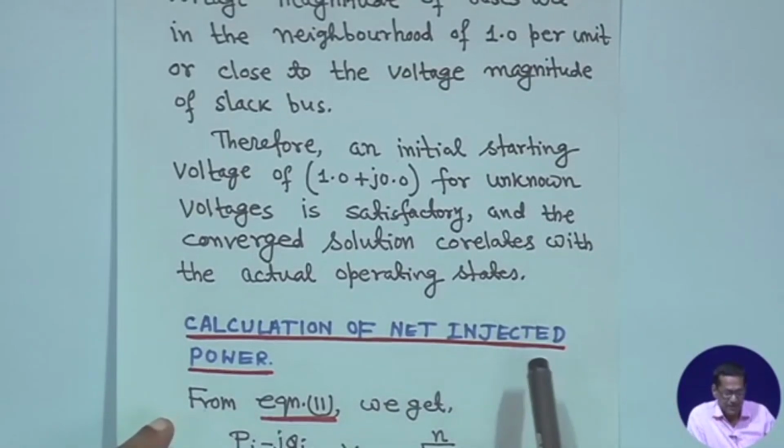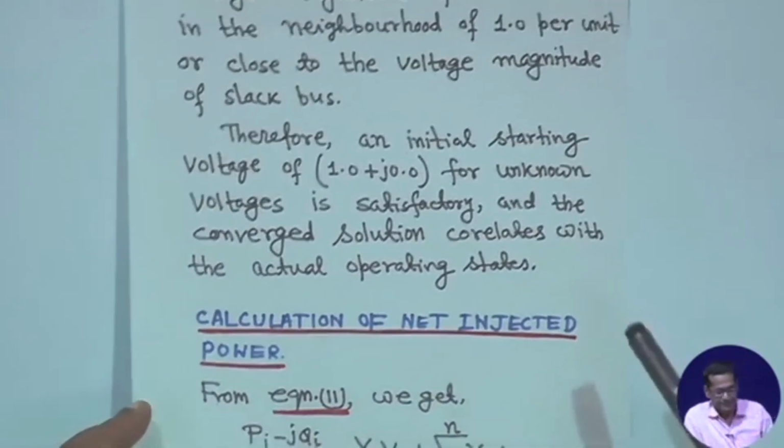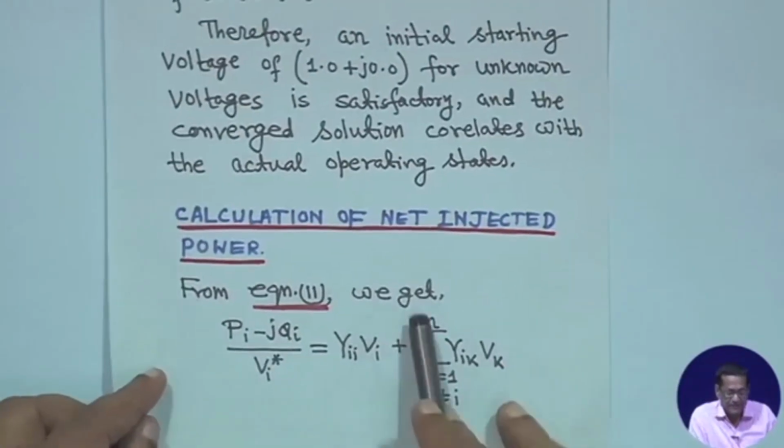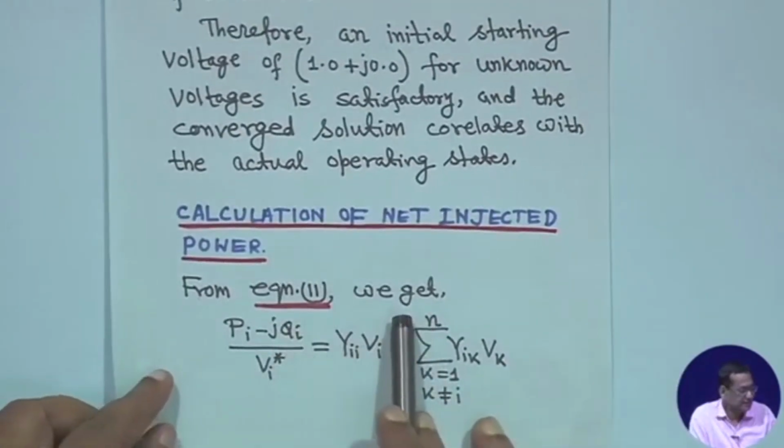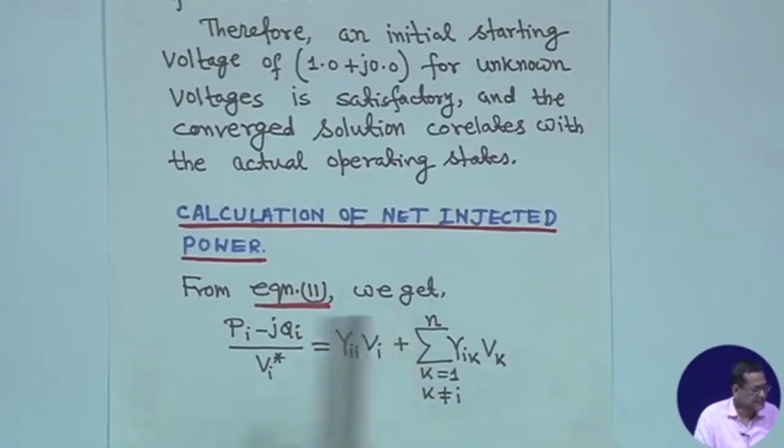Now, calculation of the net injected power. From equation 11, again we are rewriting equation 11. In this case, just hold on.